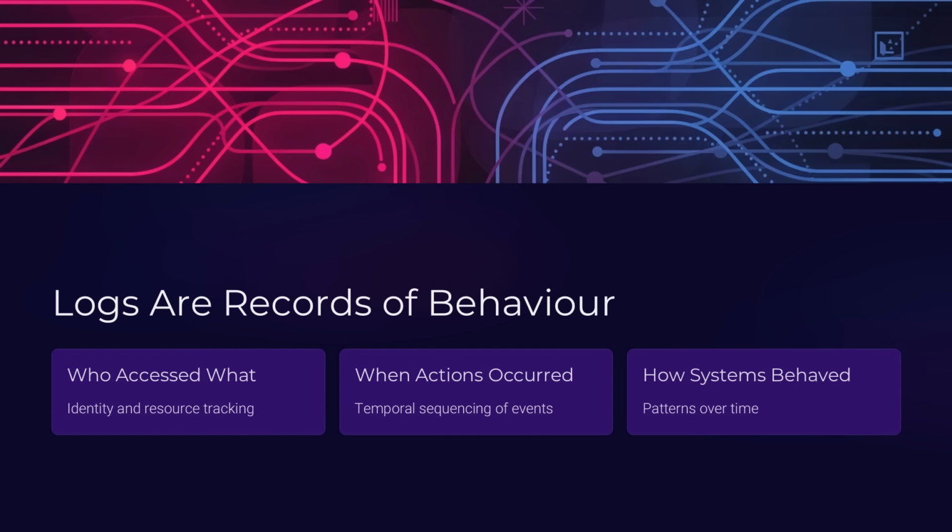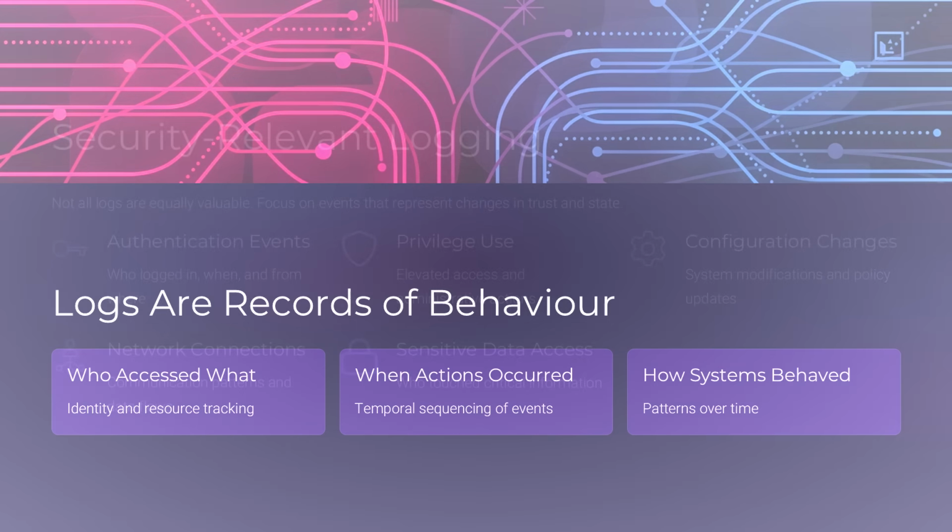The ISM expects logging to be deliberate and centralized. Individual systems generating logs is not enough. Logs must be collected, protected, and stored in a way that prevents tampering and loss. Centralization allows correlation across systems, identities, and networks. This is how isolated events become meaningful signals.